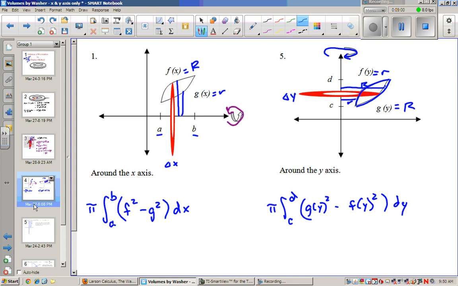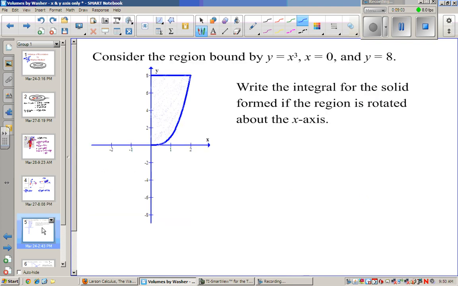All right, let's try two more problems. So in this problem, here's our region bound by x cubed right here, x equals 0, which is the vertical piece, and y equals 8. And we're asked to write the integral for the solid if it's rotated around the x-axis. Now, I'm not going to draw those ovals every single time. I'm going to go to where I just draw the radius.